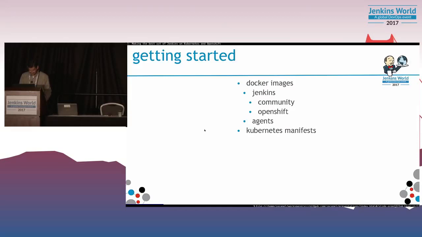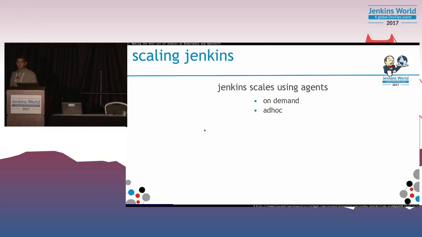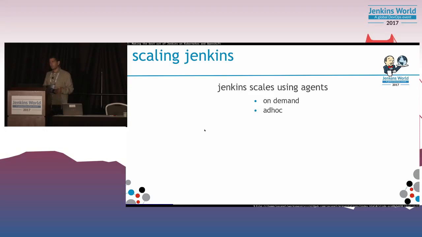At this point, we should decide which strategy we are going to use for scaling Jenkins. And for scaling, Jenkins uses the notion of agents. And the agents are processes that are able to accept work from the Jenkins master so that it can offload some of its load. Usually there are two ways of dealing with agents. The first one is on-demand, where Jenkins uses the notion of a cloud, and it requests from that cloud the creation of something like a virtual machine or a container that will host the agent process. The other approach is ad hoc, where the user himself creates those processes and decides where those processes are going to run.